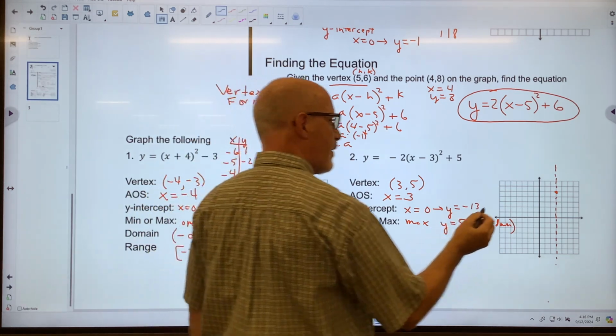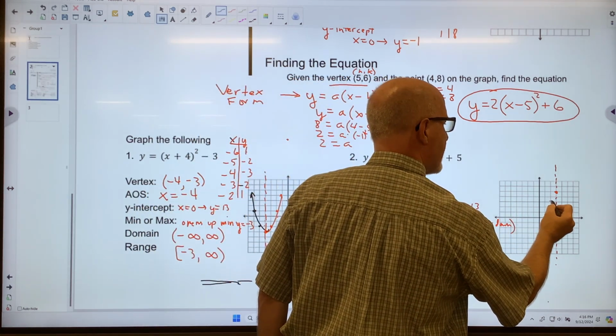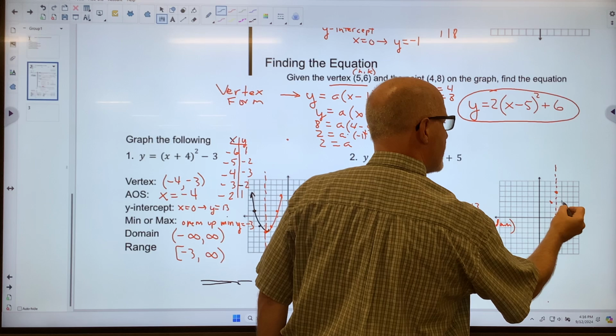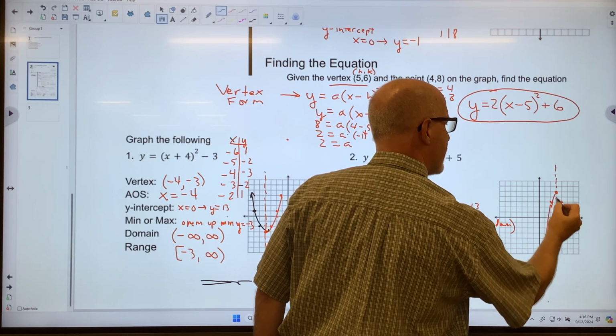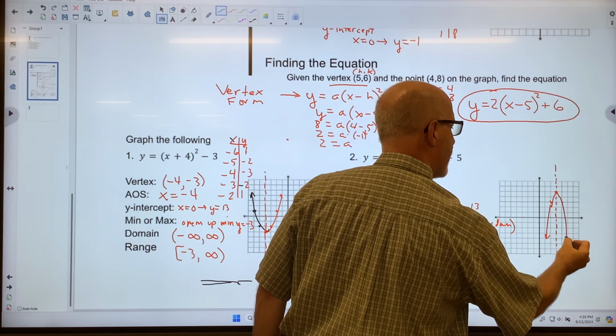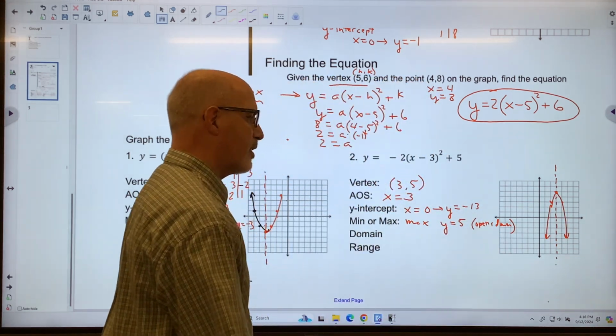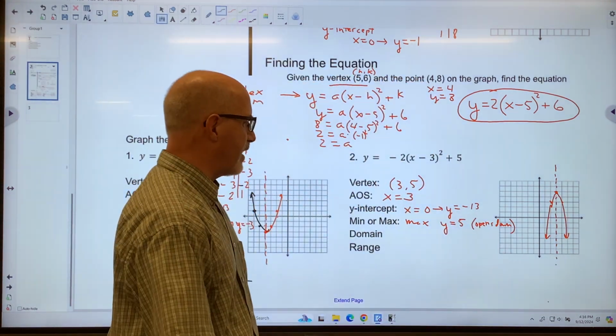Okay, so if I were to draw this, I know that the next point over is going to be 2 down. It would look like a parabola like this that would go down really fast because of that number. So there's my parabola. And you could get a table off of your calculator for that one.